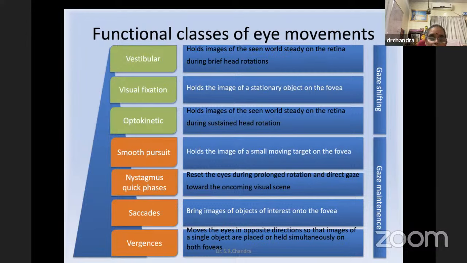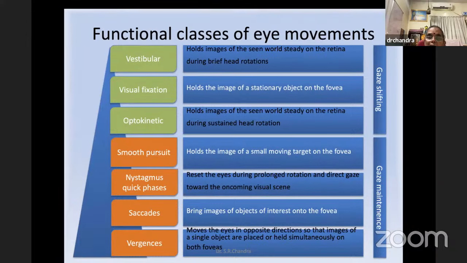Smooth pursuit holds the image of a small moving target on the fovea. So smooth pursuit is a follow-up movement. If there is an object that is moving, we need the pursuit system to slowly follow. Nystagmus quick phases are saccades. So normally also we have nystagmus. When you are traveling in a bus, if you watch the eye of the person in front of you, you will see nystagmus. What is this nystagmus? The physiological movement resets the eyes during prolonged rotation.